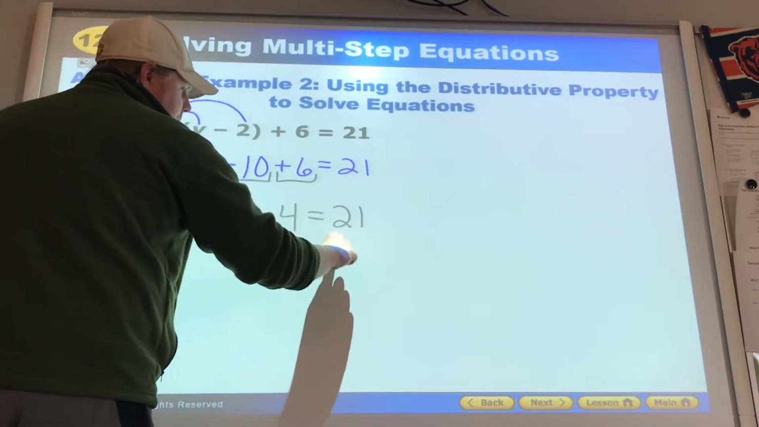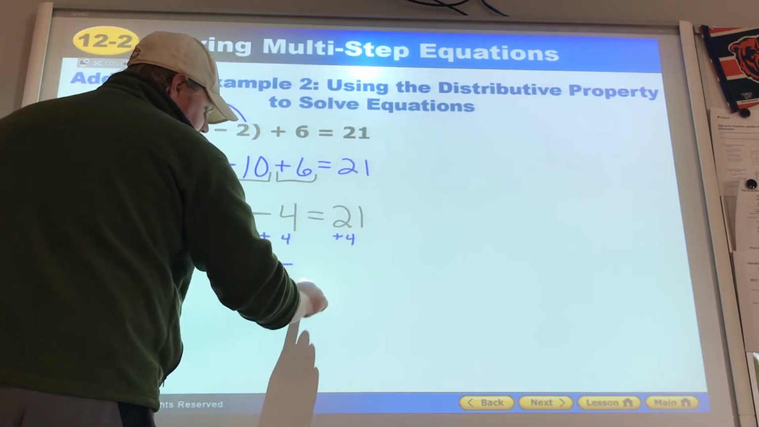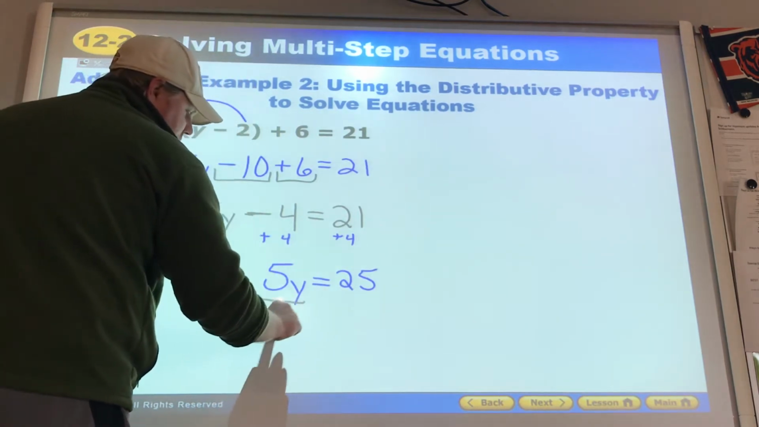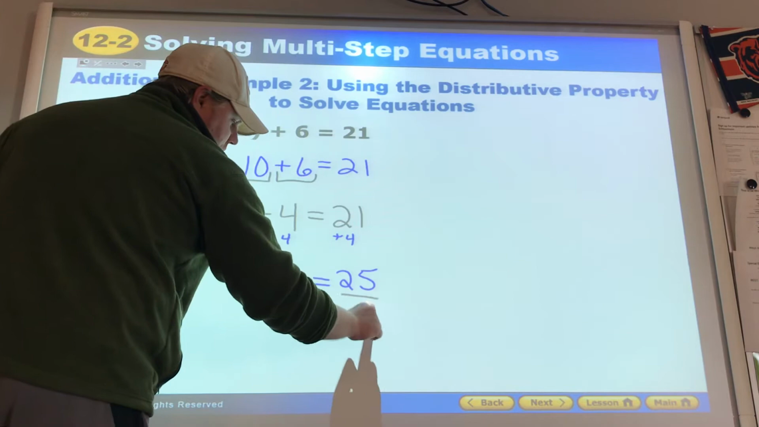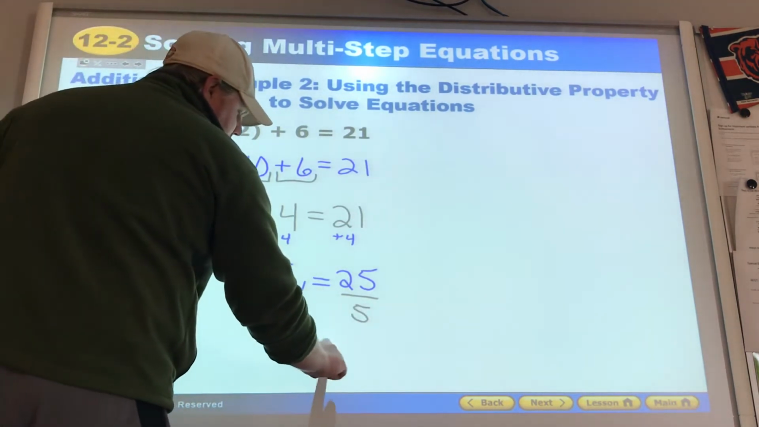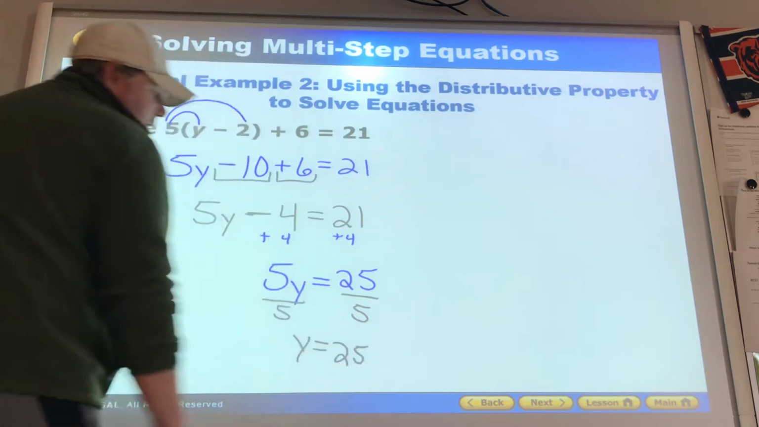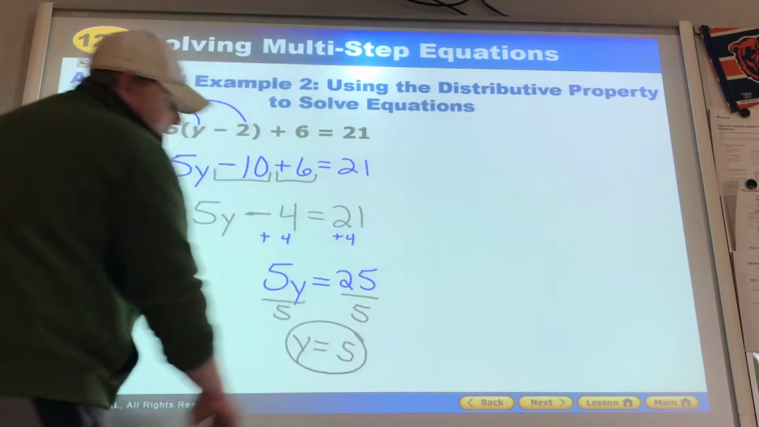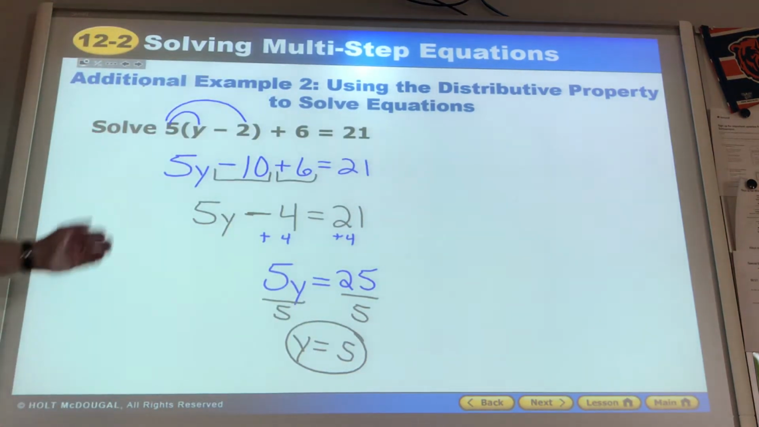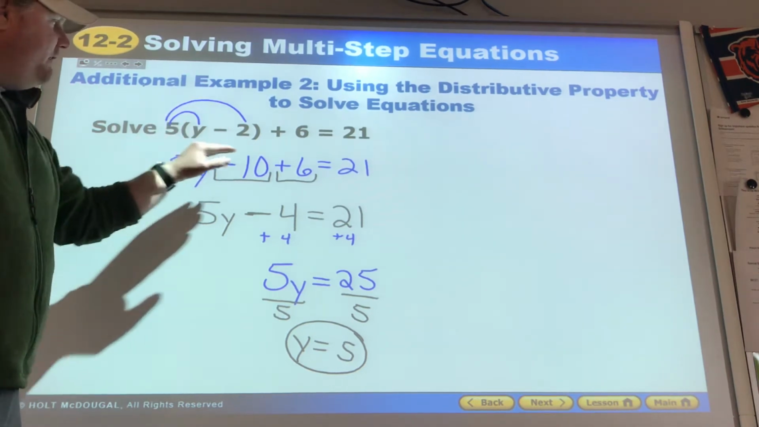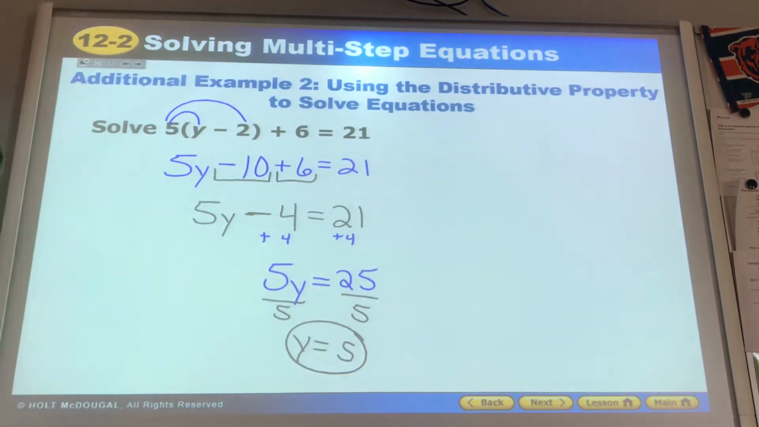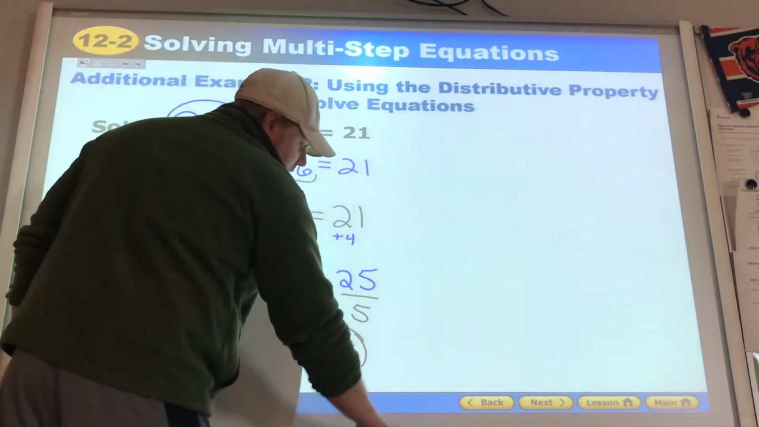We add a 4, we add a 4. 5y equals 25. We do our division, y equals 5. This will be a good one to go back to. We have distributive property. We have combining like terms. We get rid of the addition, then we get rid of the multiplication or division. All right? It shows all 4 steps, so if you need one to go back to again and again, this might be your one.